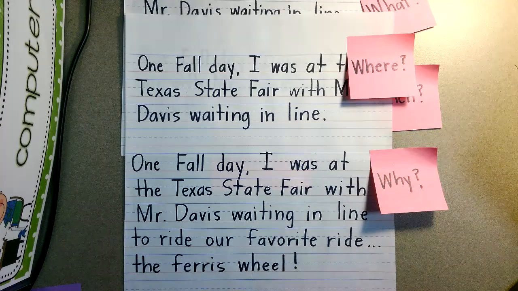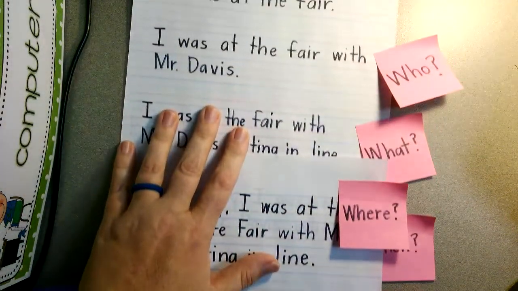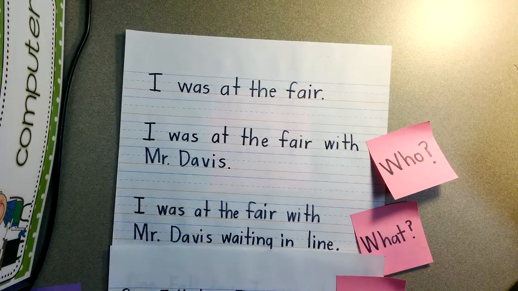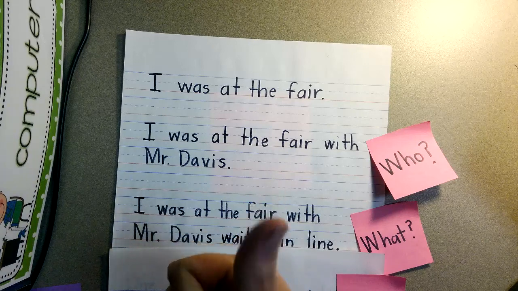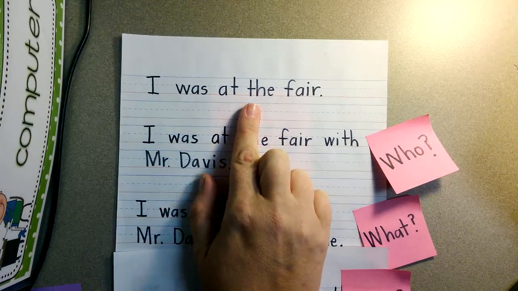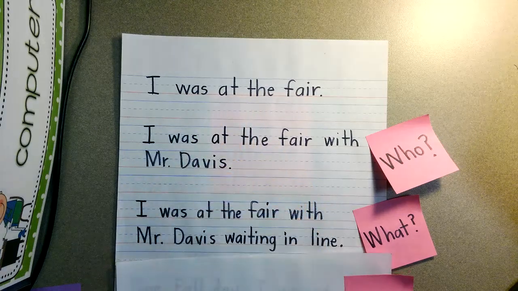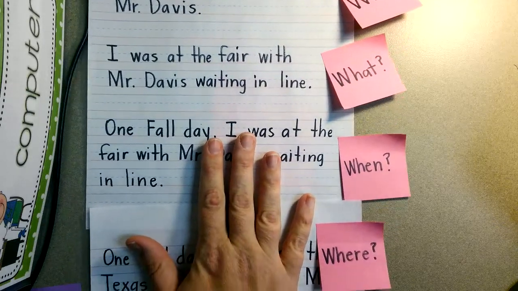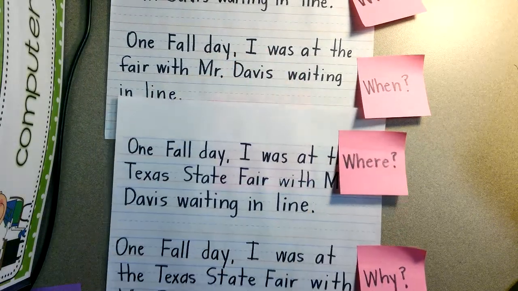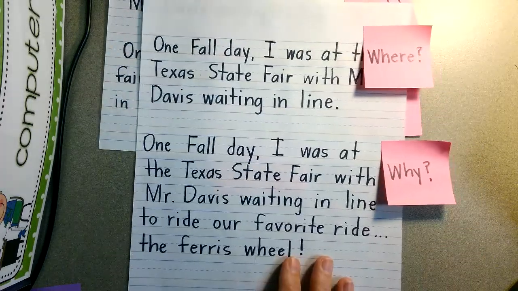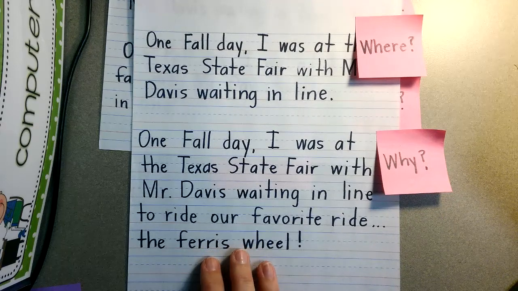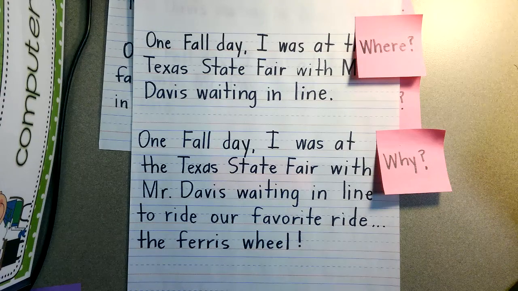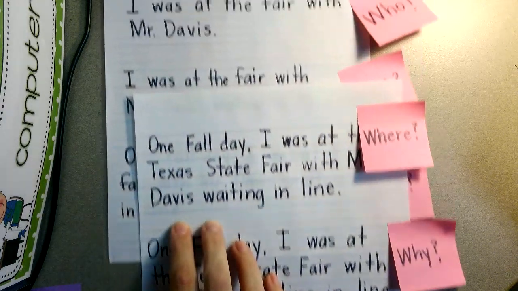So, first grade friends, what I want you to notice is how we answered those questions, who, what, when, where, and why. And look at how much my sentence has changed and I think has gotten better, right? When I first started my story, here was my sentence. I said, I was at the fair. And after answering all of those questions that my reader might have had, who, what, when, where, and why, look at my last sentence now. Oh my gosh, this is such an informing sentence for my reader. By answering all those questions, I'm giving my reader a lot more detail, a lot more information than just I was at the fair, right?